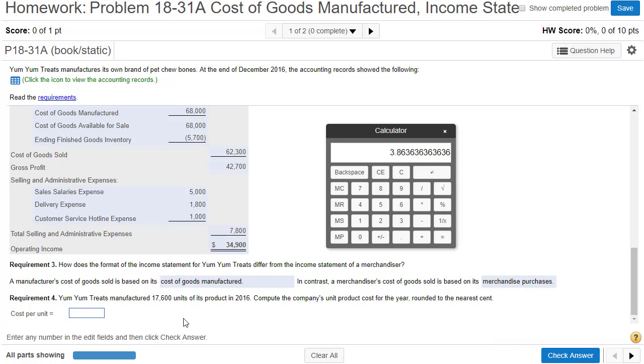All right. So what are our rounding rules? It says round to the nearest cent. So is it 3.86 or is it 3.87? Well, the 3 here means we need to round down. So 3.86. So what this means is for each of these pet chew bones, it costs $3.86 for the company to manufacture them. So what should they charge for them? Well, it needs to be above that. Otherwise, they will not make a gross profit. And they must have done that because not only do they have a gross profit, they also have operating income.